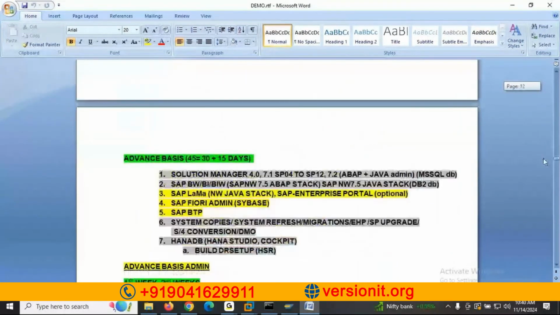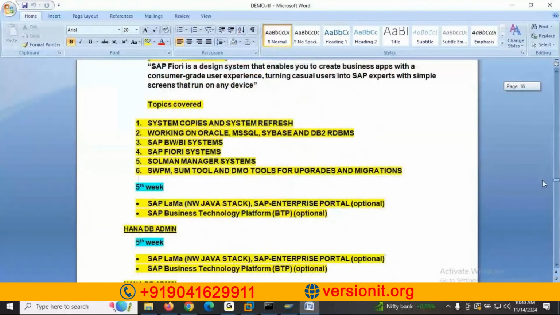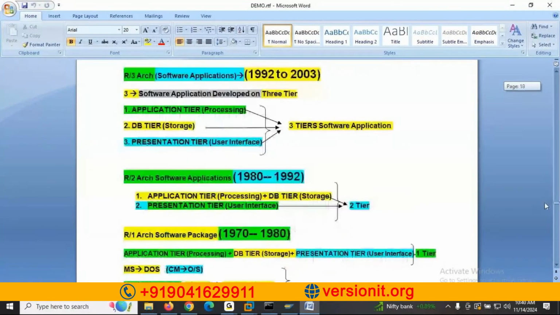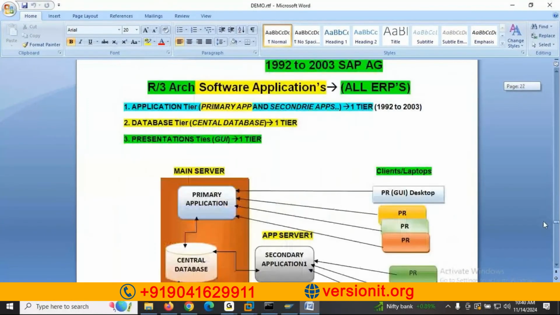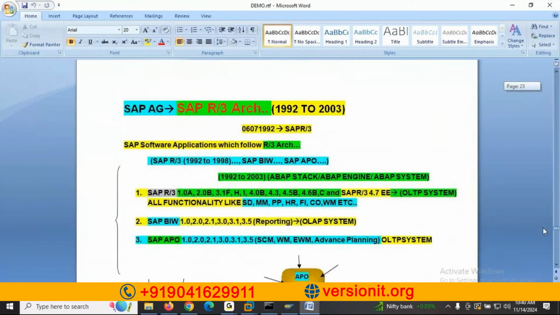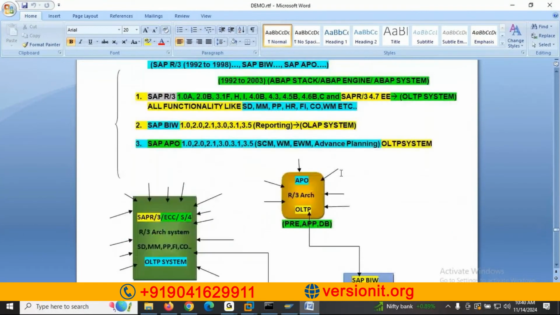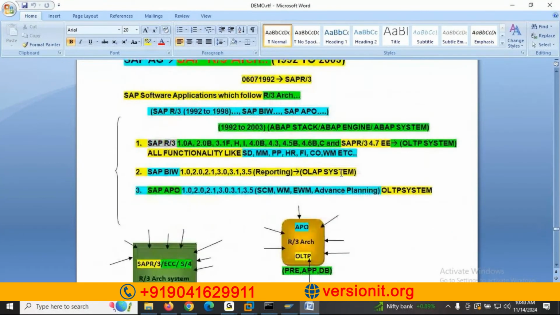So guys, what we have to discuss today is very clear to everyone. We are going to discuss about architecture of SAP software applications. Right? So now write down.